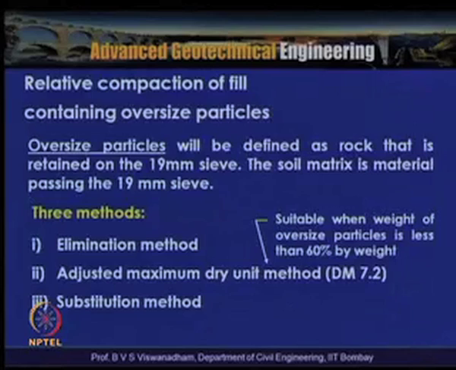So there are three methods. We will be discussing one method, that is the elimination method. These three methods are the elimination method, the adjustable maximum dry unit weight method, according to DM 7.2, which is suitable when the weight of the oversized particles is less than 60% by weight, and the substitution method. With an increase in the oversized particle fraction, the total density predicted by the elimination method will be on the higher side. Both the adjustable maximum dry unit weight method and the substitution method are close enough to account for the corrections which are necessary because of the presence of the oversized particles.